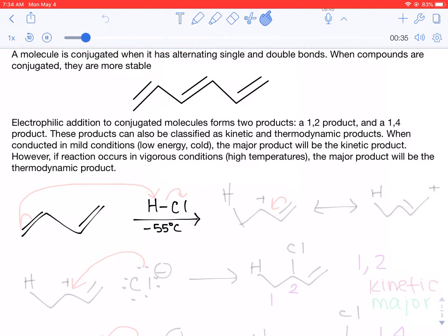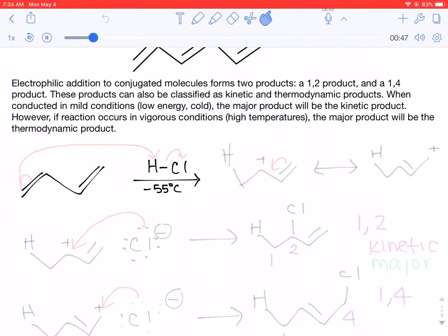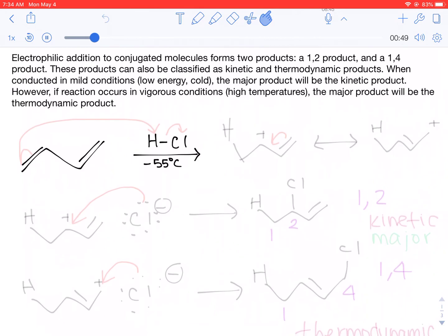Electrophilic addition to a conjugated molecule forms two products, a 1,2 product and a 1,4 product. These products can also be classified as kinetic and thermodynamic products. When conducted in mild conditions, such as low energy and in the cold, with no heat added, the major product will be the kinetic product. However, if a reaction occurs in vigorous conditions, such as high temperatures, the major product will be the thermodynamic product.